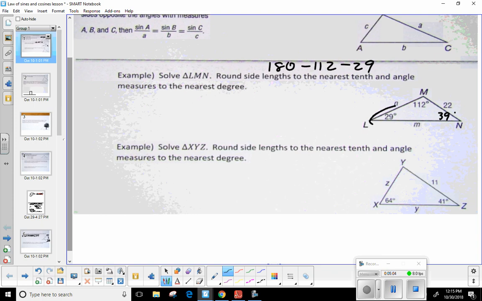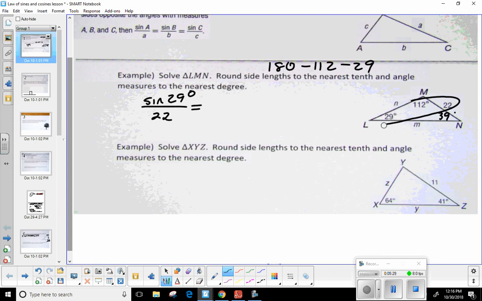So here, I have a pair when it comes to angle L. See, I have 29 degrees, but I also have the side length across from it. That's going to set up my first fraction. So I'm going to go ahead and say the sine of 29 degrees over the side across from it, 22, equals. And I'm going to set up the same fraction, but for one of the other side lengths. Okay. And it really doesn't matter.